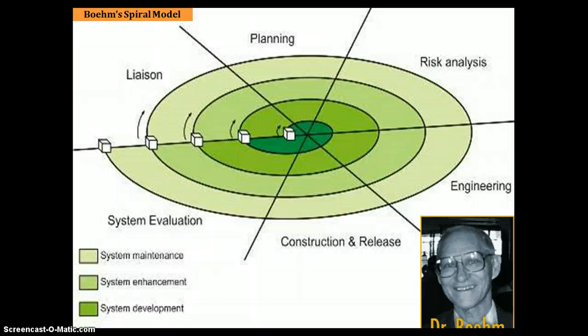It is called the spiral process model. Here you can see the picture of Dr. Boehm, who developed this process model. This is the spiral process model. It looks like a spiral, that's why it's called Boehm's spiral process model.